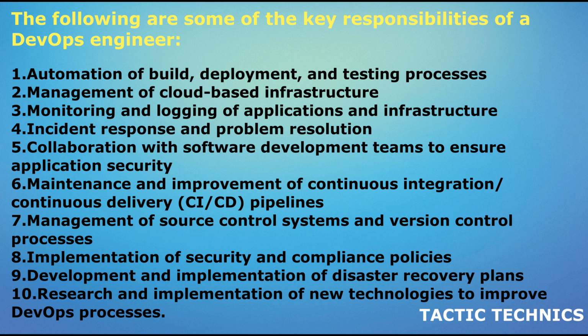Version control processes are used to manage different versions of software and ensure that code changes are well documented and tracked. DevOps engineers are responsible for setting up and maintaining source control systems, as well as for ensuring that version control processes are being followed correctly. This includes setting up branch and merge strategies, implementing code review processes, and ensuring that the source control system is integrated with other tools, such as CI/CD pipelines and issue tracking systems.